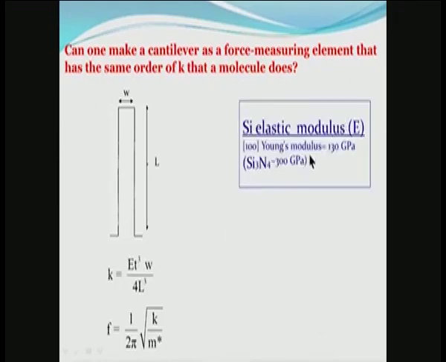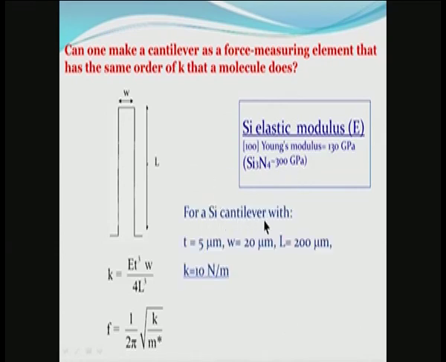Silicon has a Young's modulus of 130 GPa when we consider the 100 plane, which is common in semiconductor fabrication. Silicon nitride has a greater Young's modulus, 300 GPa. Now, suppose we had a silicon cantilever with a thickness of 5 micrometers, width of 20 micrometers and length of 200 micrometers. Then from this formula we can deduce that k is 10 newtons per meter, well within the range of values, actually at the lower end of the range of values which we have just derived for the spring constant of the bond between two atoms.